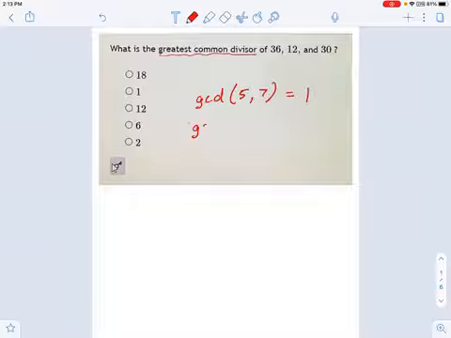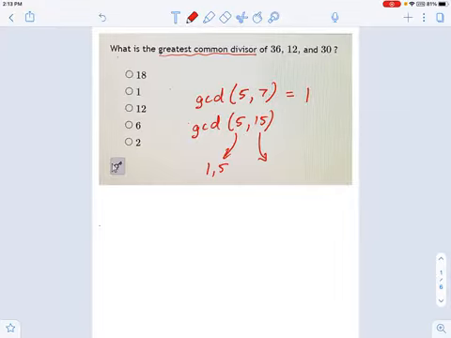Now, let's look at another one. Greatest common divisor of 5 and 15. So what sort of things divide into 5? Well, 1 and 5. What sort of things divide into 15? Here, I'll draw a little diagram here. 1 and 5 are part of 5, and 15 breaks up into 1, 3, and 5. Those are its factors. Well, what's the greatest common divisor? It would be this 5 right here. Okay, so I would say the greatest common divisor of 5 and 15 is 5.